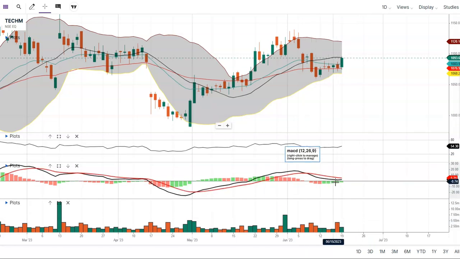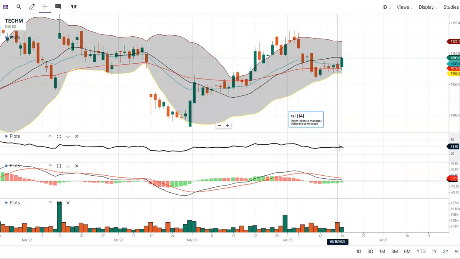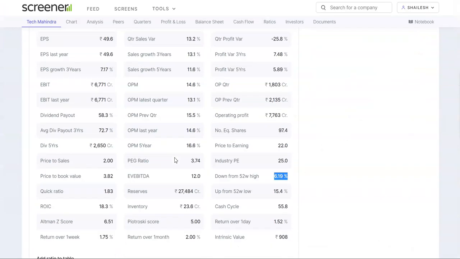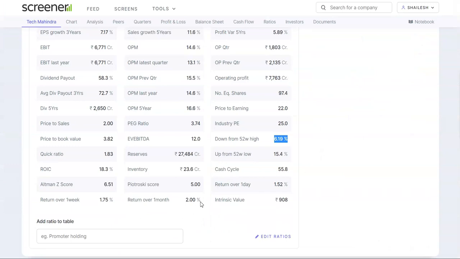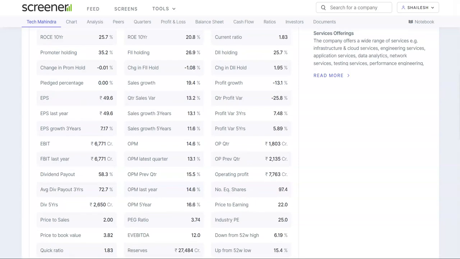So the MACD line, this black line, is as of now below the red line. So as of now we cannot say that the stock is in bullish momentum or not, but as per the data that we have, it specifies that the stock is in bullish trade. If we look into the return over 1 month, it is 2%, 1.5% over 1 week, and return over 1 day is 1.52. So somewhat the stock is in bullish trade.